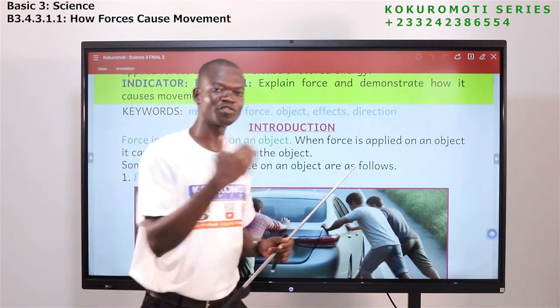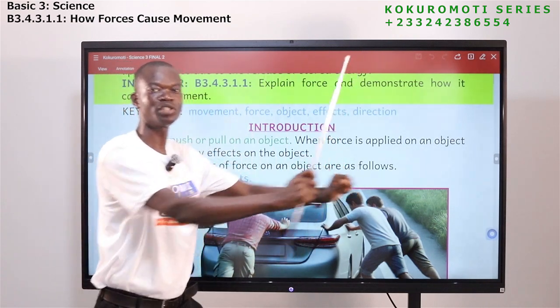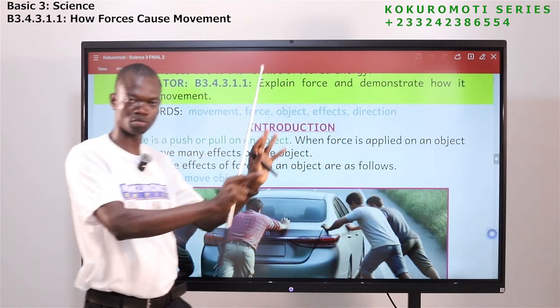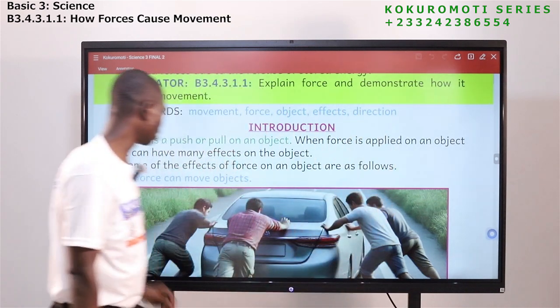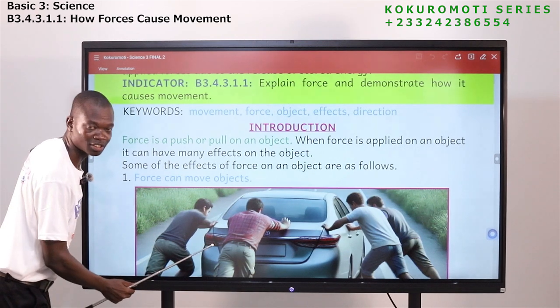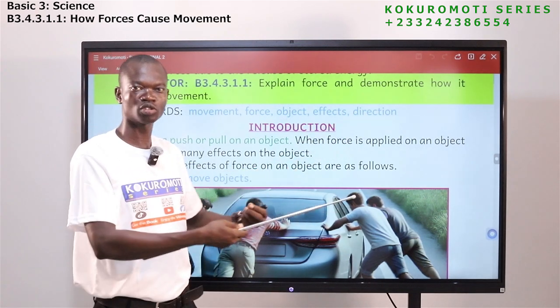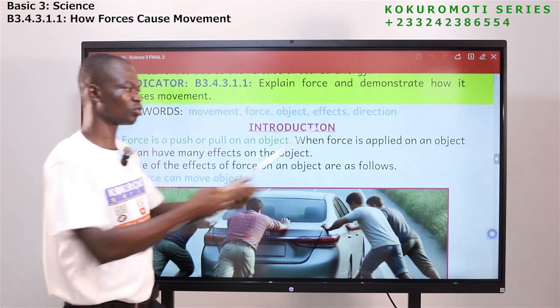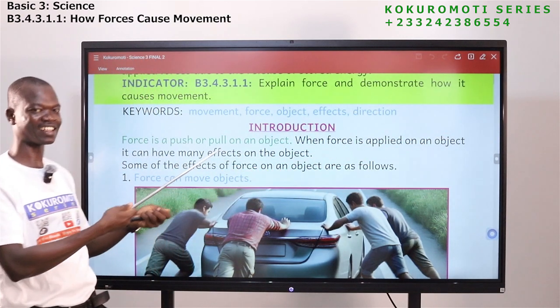If you don't know the difference between pull and push: anytime you are pushing something, it means you want the thing to move away from you. So we push things like this. If this board is there and I want to push it, I'll push it like this. Pull means that you want a thing to come towards you. So you pull something like this.